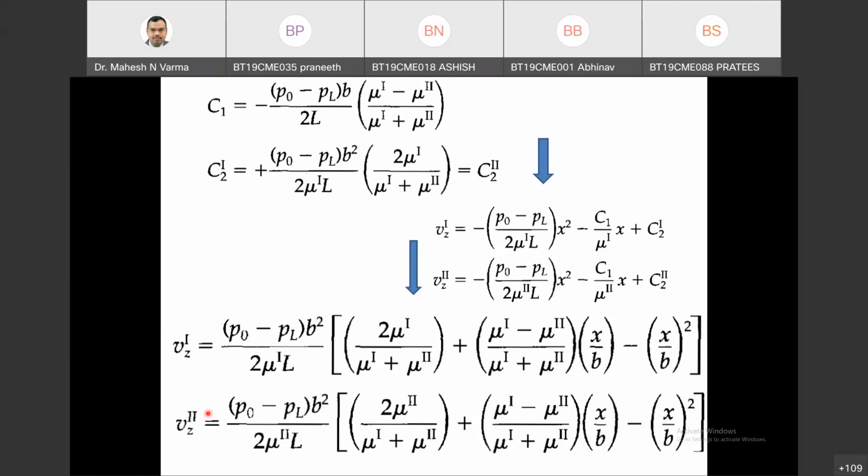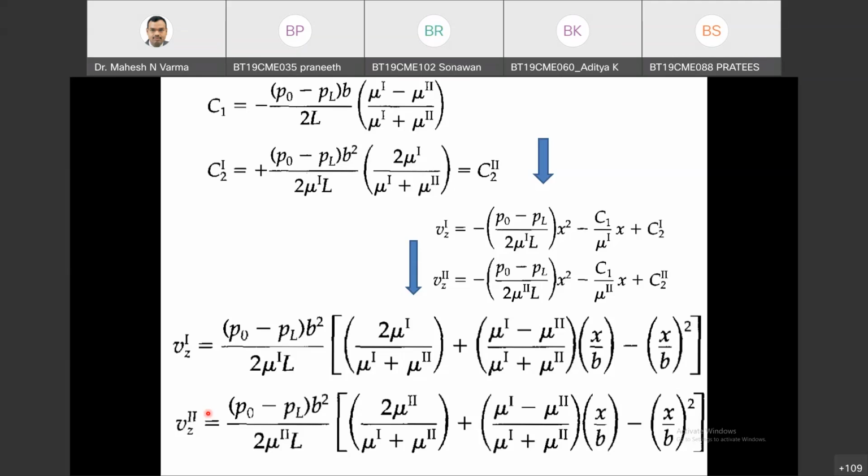Anybody got this velocity profile? Aditya, you got velocity profile or flux profile? Sir, I got flux profile and calculating velocity profile. Okay. Rutuja, you got velocity profile or flux profile? Both profiles, sir. Okay. And you understood that flux profile is the same? Yes, sir.